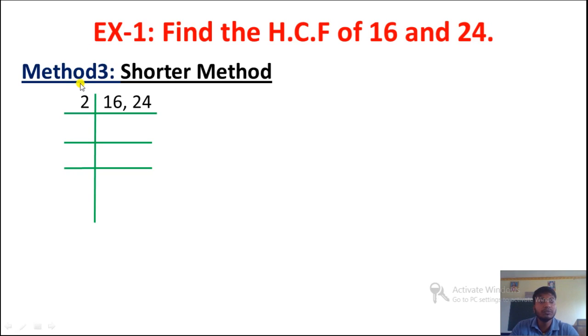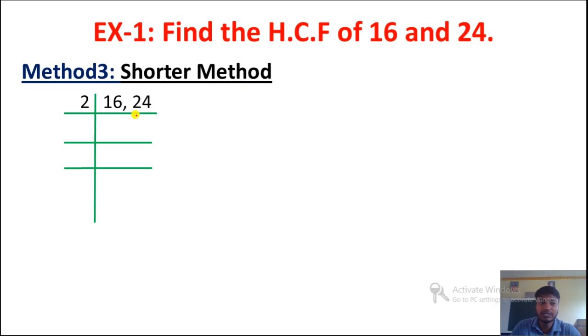Now we will use the third method, which is the sorted method, to find HCF. Here we are taking the same example to find HCF. So the numbers here are 16 and 24. In this method we need not divide separately. Instead we can divide both the numbers together.